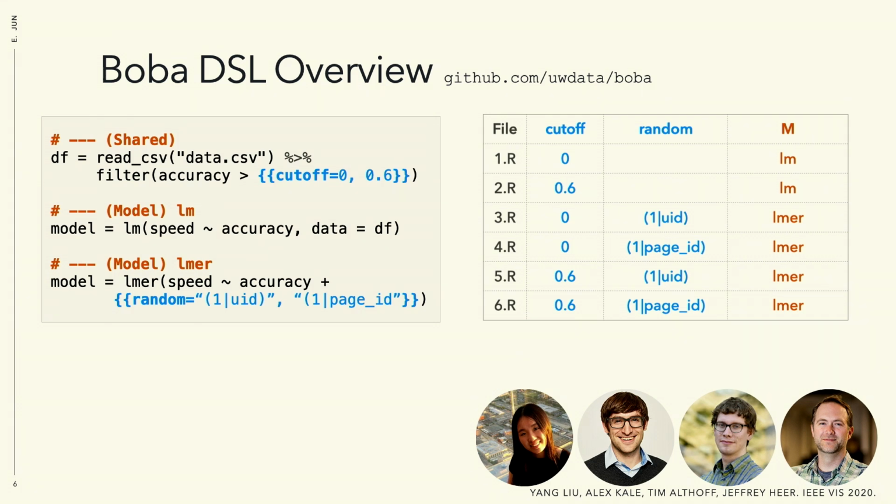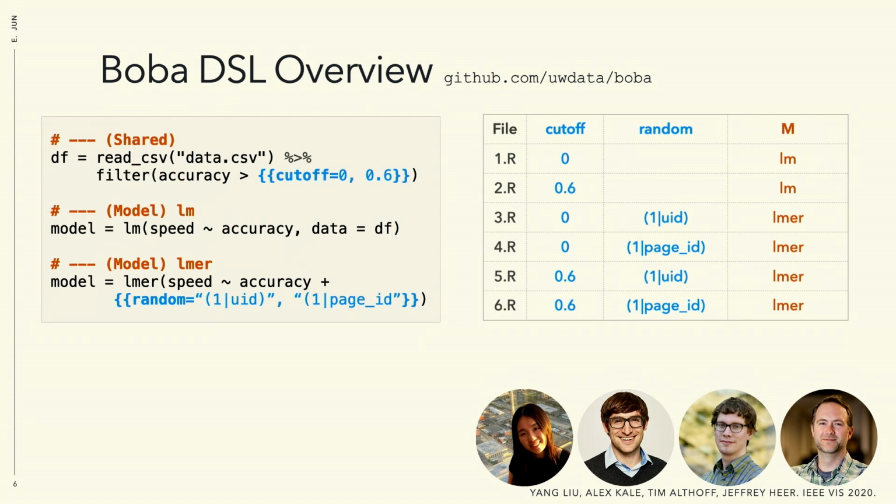In the top and third blocks, there are these important decision options in curly braces, as highlighted here in blue. For example, we might filter on either the value 0 or 0.6, and for the linear mixed effects model, there can be different random effect structures we're interested in. The goal of BOBA is to allow an analyst to specify these options and then arrive at a set of possible analysis paths, which are summarized on the right-hand side in this table. Importantly, each row specifies a script with just one cutoff value, a random effects structure if necessary, and a specific linear model.